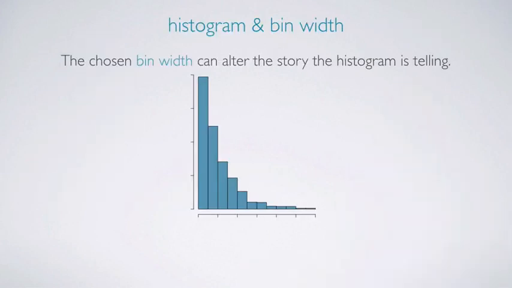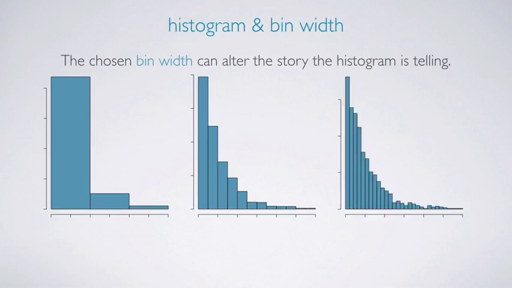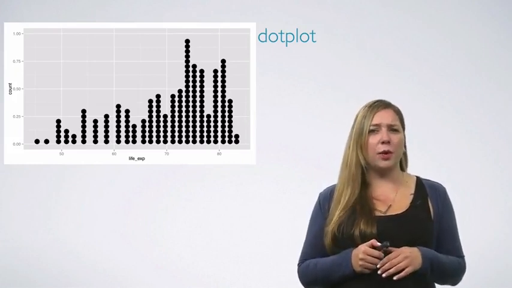We should also note that the chosen bin width of the histogram can alter the story the histogram is telling. When the bin width is too wide, we might lose interesting details. When the bin width is too narrow, it might be difficult to get an overall picture of the distribution. The ideal bin width depends on the data you're working with, so you should try playing with it until you're satisfied with the visualization. Let's go back to the life expectancy data we were working with.